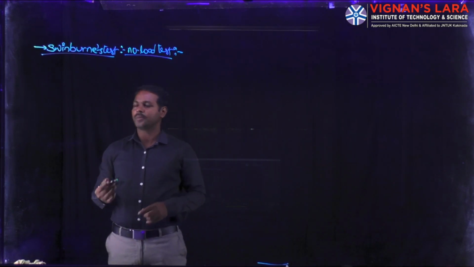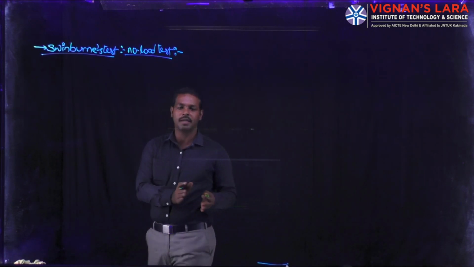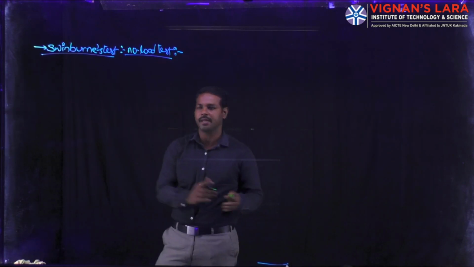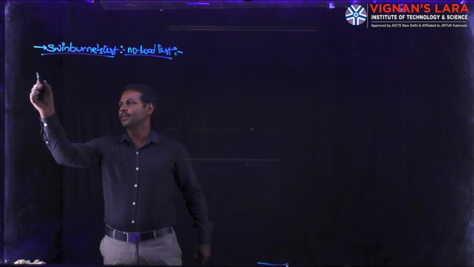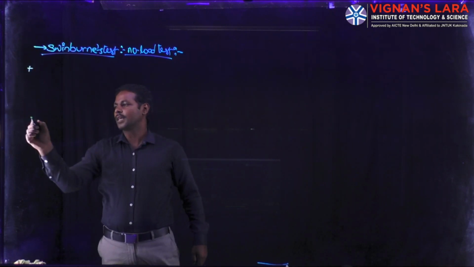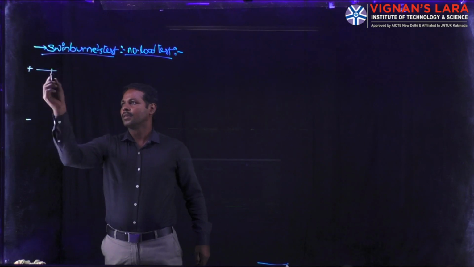In this, we only consider a single value taken from the circuit diagram. Based on that value, it is simplified to calculate the efficiency of a motor as well as a generator. By using this test, first of all we can draw the circuit diagram of a DC motor.